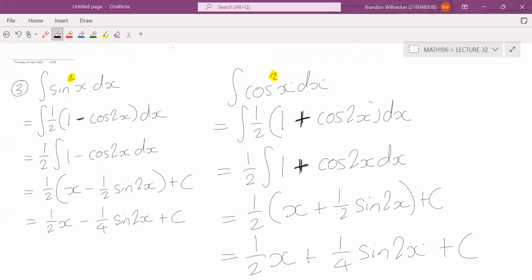Okay, any questions on these two? So that's 3 and 4. Any questions on that?